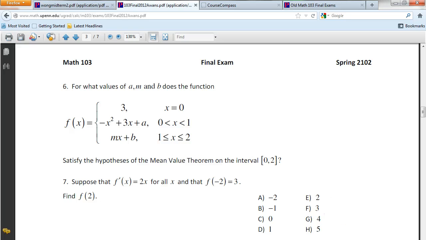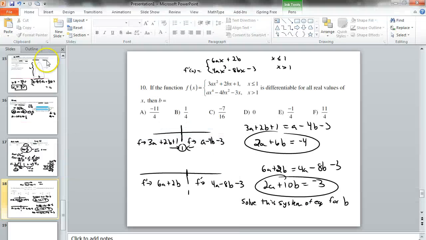Is it okay? Tausner, midterm 2, number 4.